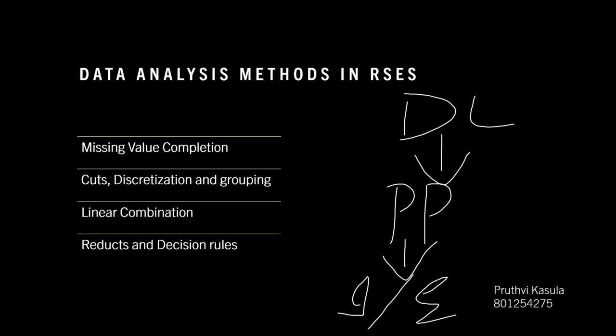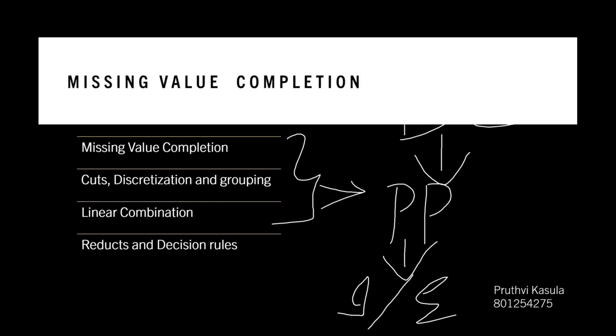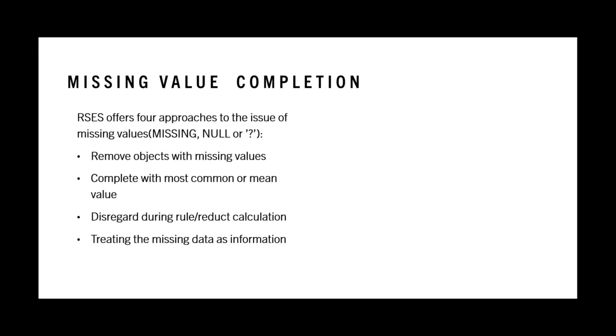Missing value completion, discretization, and linear combination are all the methods that come under the pre-processing of the data. Missing value completion: first, what is a missing value? It is just data that was either not collected or the attribute is not applicable in that specific case, for example, a child's annual income. RSES offers 4 different approaches to handle this missing value. A missing value could be represented as missing, null, or a question mark.